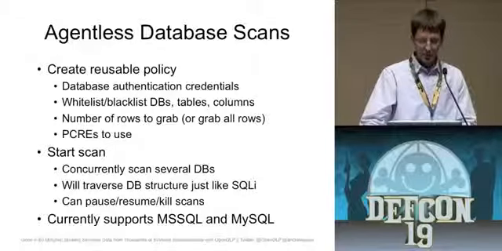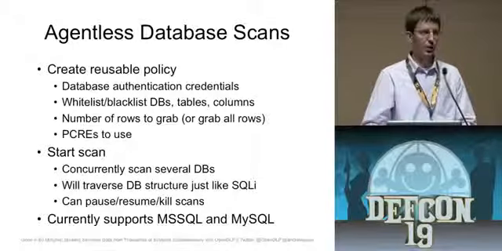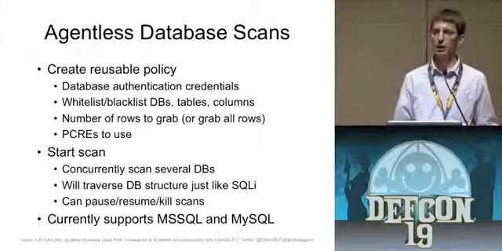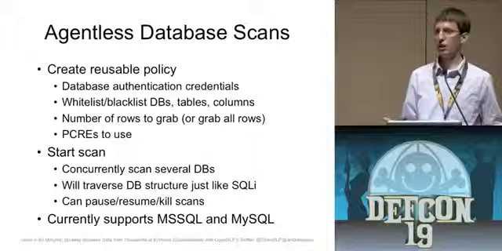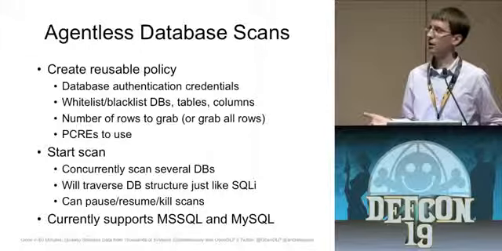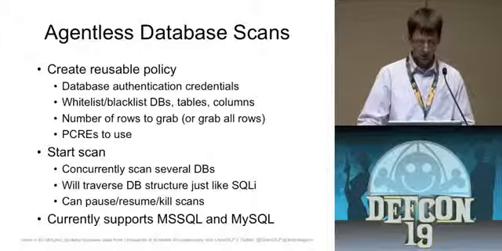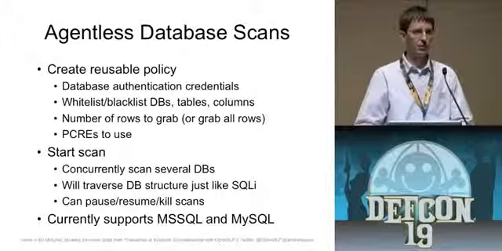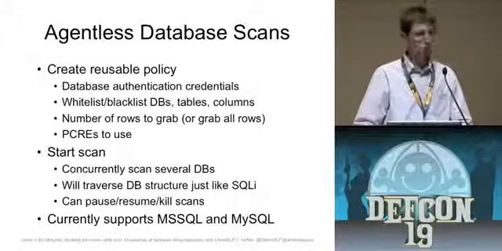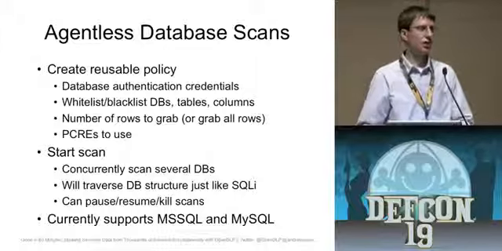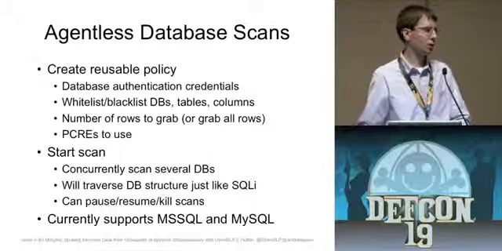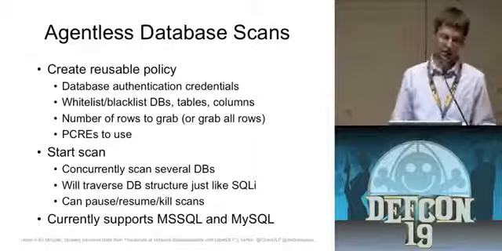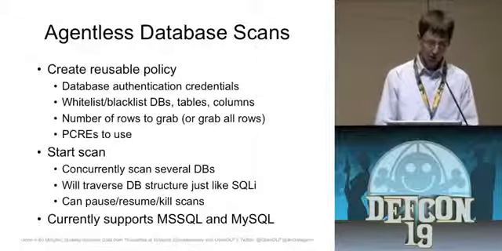So for the database scans, it's very, very similar to creating a policy for an agent scan. The only difference though is that instead of whitelisting and blacklisting files and directories, you can whitelist and blacklist tables, databases, and columns. That's pretty much the only difference. It's going to run as a shell script, a Perl script, on your own system in the background, and it's going to walk the database structure just like you would walk through a SQL injection. So it's going to enumerate the databases and the tables and the columns, and then it's going to go after the data. And then you can control the scans too.